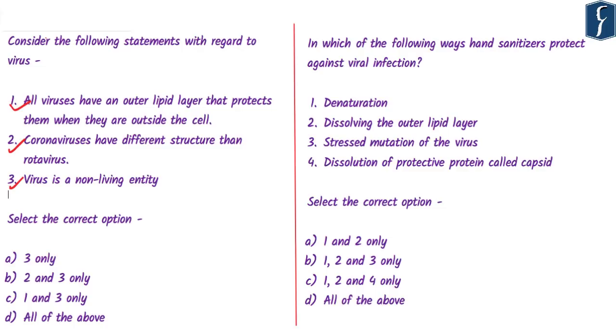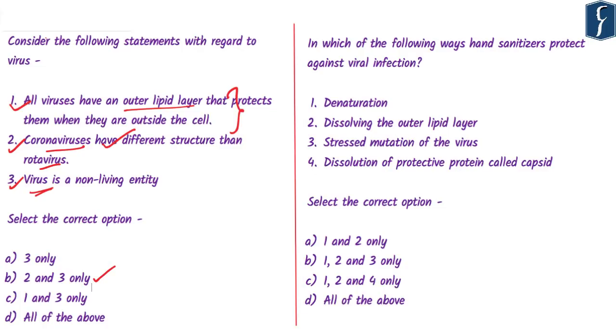You should really try this question out. If you get this wrong, then there is something really wrong. First statement is absolutely wrong. We have seen that there are two kinds of viruses, enveloped virus and non-enveloped virus, and only enveloped virus has an outer lipid layer. Coronavirus is an enveloped virus. Rotavirus is not an enveloped virus. So statement number 2 is correct. Statement number 3 is obviously correct. We have seen that virus does not reproduce its own DNA. It changes the DNA of the host cell into its own DNA, and for that reason, it is considered a non-living entity. So statements number 2 and 3 are correct. Option B is the correct option.